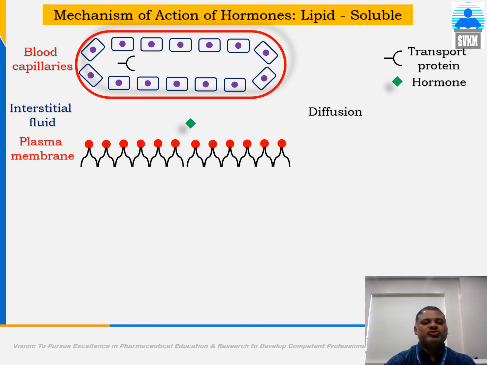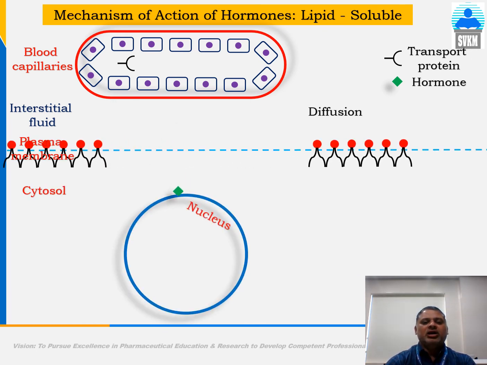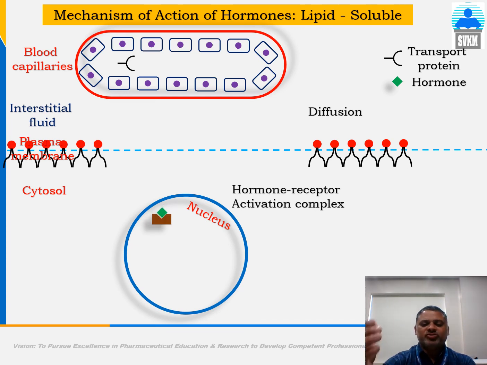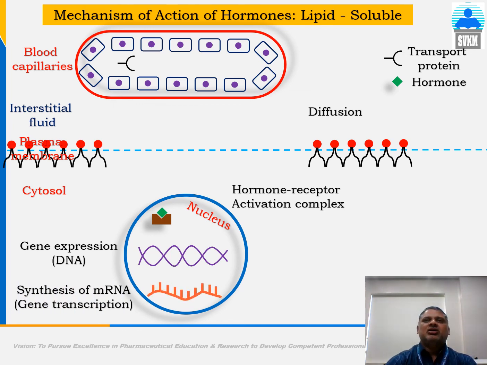So these hormones enter the plasma membrane and directly enter the cytosol, and from the cytosol they enter the nucleus, where they have a hormone receptor. After the binding of the hormone to the nuclear receptors, the complex of this hormone and the nuclear receptor gets activated, and that initiates the expression of the gene, particularly the synthesis of mRNA, that is, gene transcription.